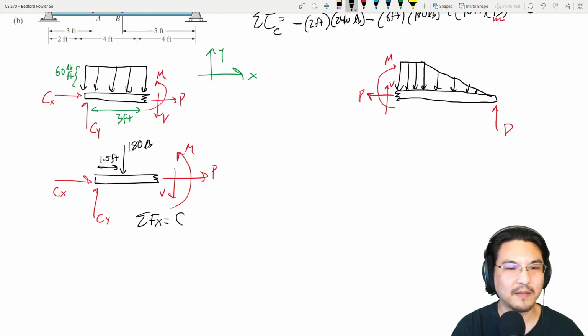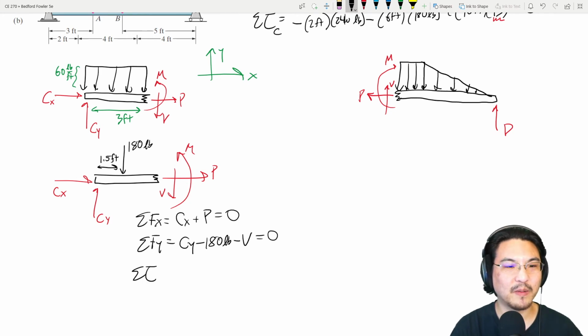Let's see, we got CX and axial force. Y direction, we got CY minus 180 minus V. Is that it? Okay, that's it. Sum torque about anywhere you want. You can sum torque about here or here. Either way. How about on this side? I'm going to sum the torque about the right end of the section.